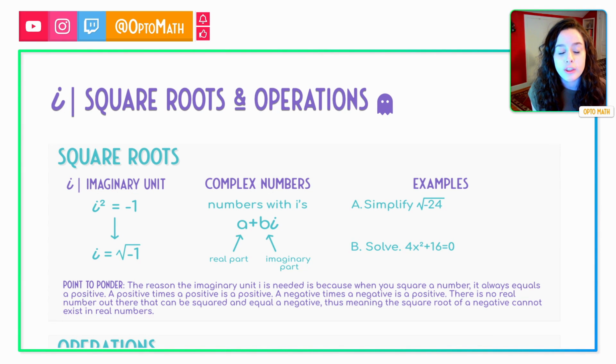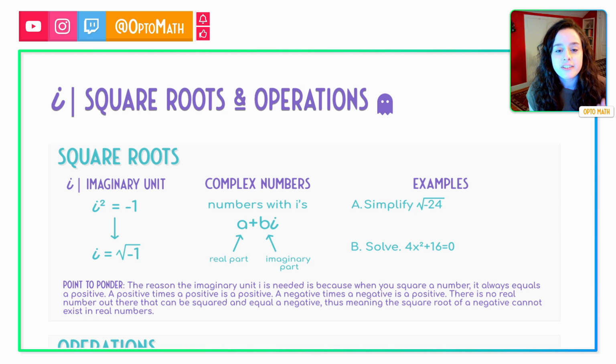I is what we call the imaginary unit. That's right, imaginary, like a ghost. And we're going to talk about how we get I and how that applies to square roots and operations with our imaginary unit. And so let's go ahead and look at square roots.